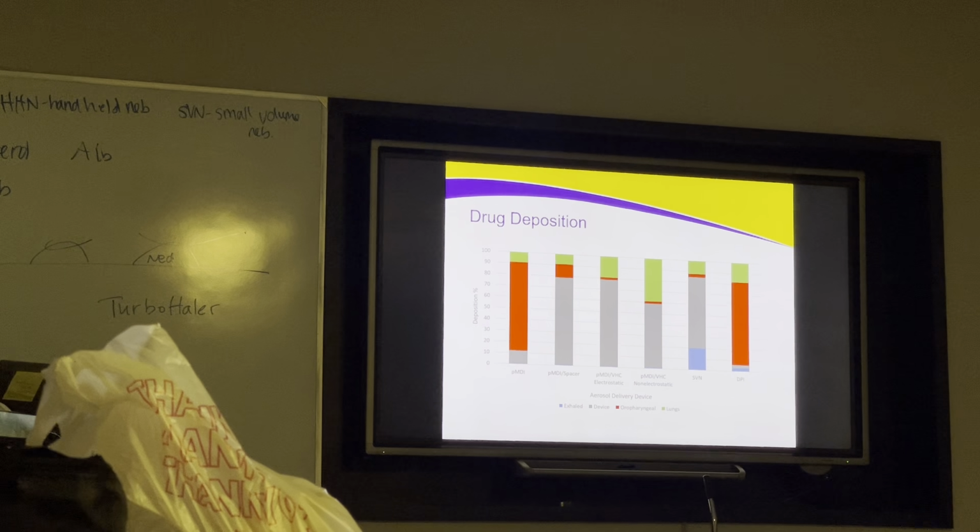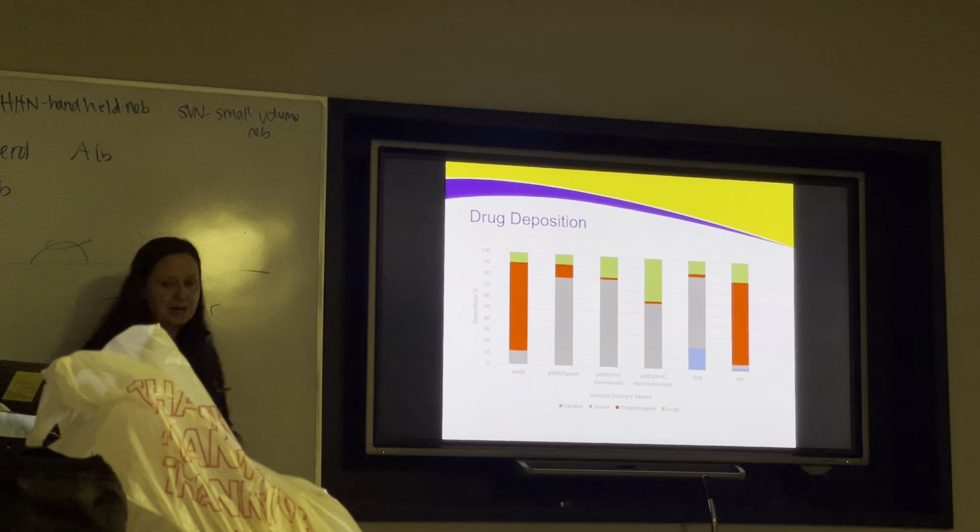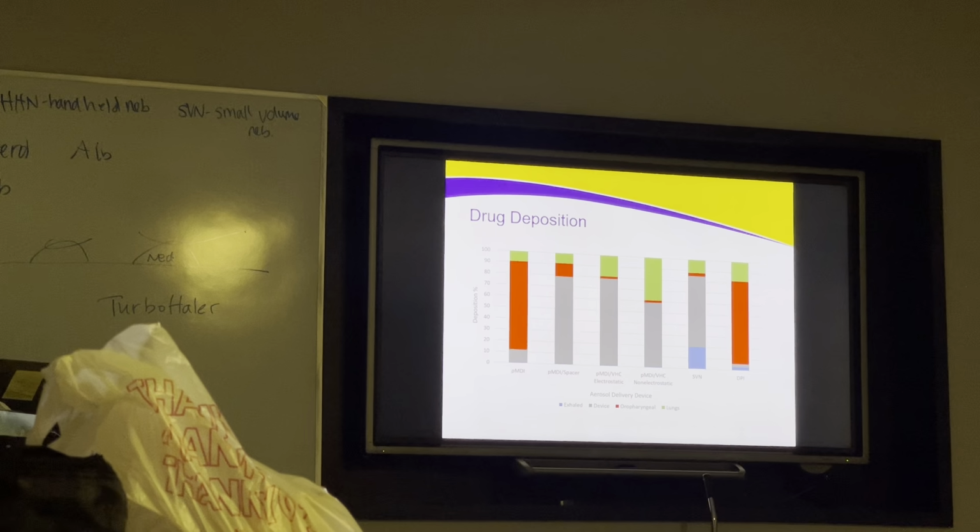All right, so along the bottom here, this graph is telling us how well drugs are deposited based on how they're delivered, okay? So we'll go through this together. Over here is the percentage of the delivered dose that is deposited, okay? Percentage of that dose, okay? Along the bottom are different devices that we can use. So this is, we'll just use albuterol in this example.